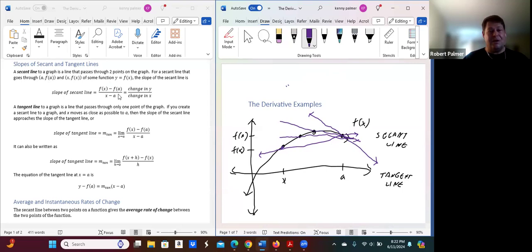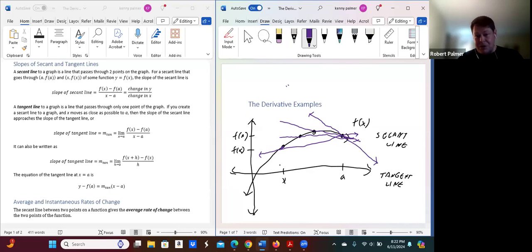So we take this definition of the slope of the secant line, and we move x as close as possible to A, take the limit as x goes to A. It could be from either direction; in this case, I chose from the left. Then the limit of that will give me the slope of the tangent line.